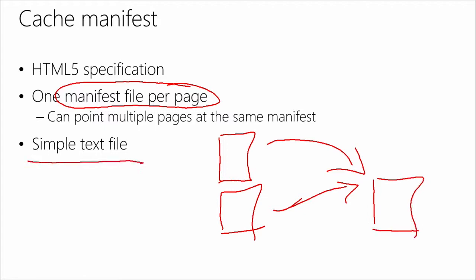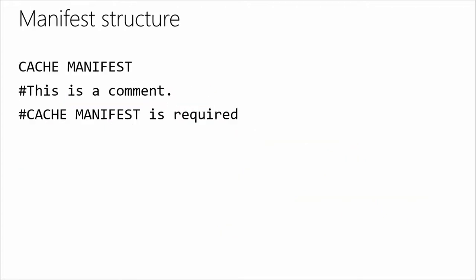The other thing about the cache manifest is that it's a simple text file, so it's very easy to go in and set up. And in fact, you'll notice the basic structure right here. Now, you do need to say CACHE MANIFEST. That's required. And you'll also notice that you can add in comments, so that way you could explain why a particular file is important.